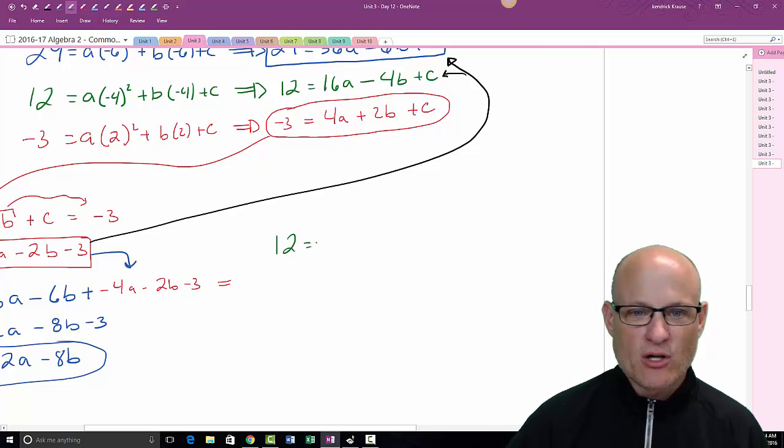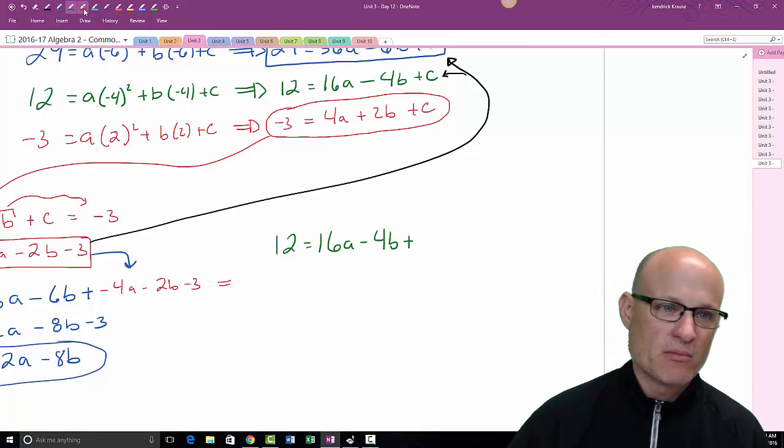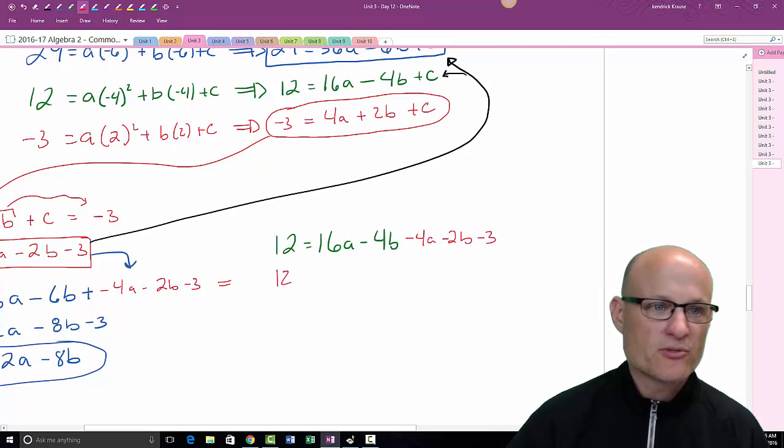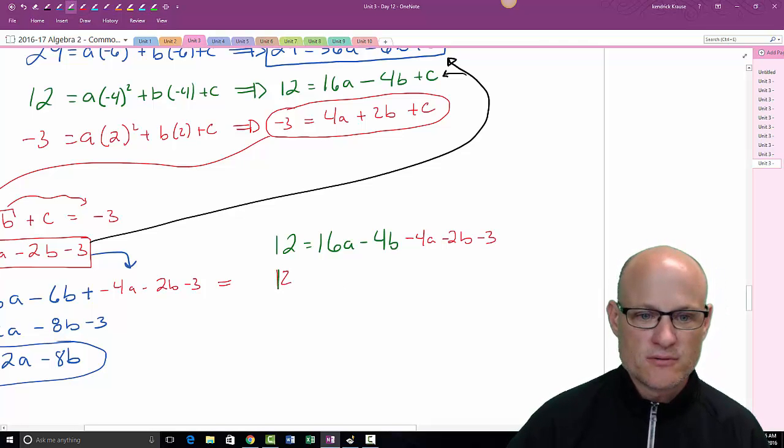12 equals 16a minus 4b plus, and what did we come up with for c? Minus 4a minus 2b and minus 3. So 12, oops, I should be doing this in green now. 12 is equal to 12a minus 6b minus 3. Add the 3 over, I get 15 is equal to 12a minus 6b.